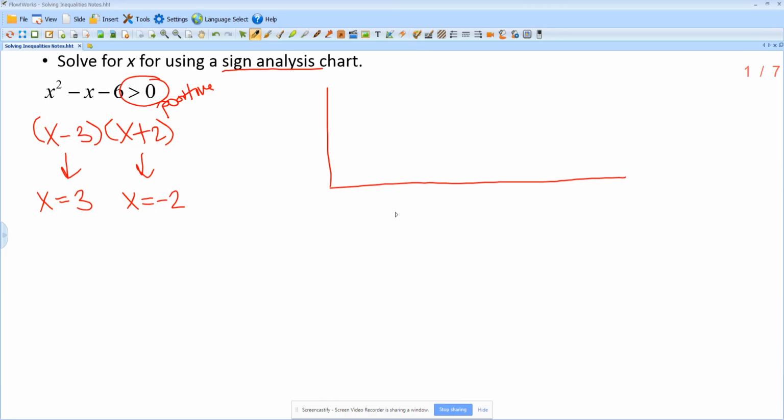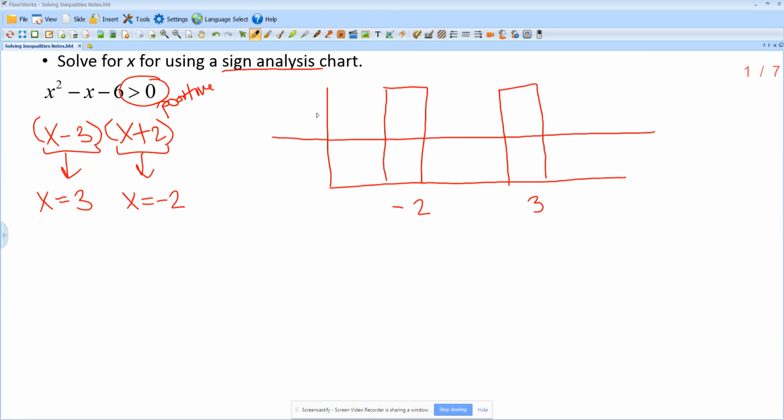So I'm going to list my critical values least to greatest, negative 2, positive 3. I leave a little bit of space to the left and a little bit of space to the right. Personally, the way that I like to organize this is by making these columns. And then because there are 2 factors, I'm going to make 2 rows. You put each of the factors in that row, so x minus 3 and x plus 2. Then at x plus 2, at negative 2, I would get 0. And at 3 for x minus 3, I would get 0.